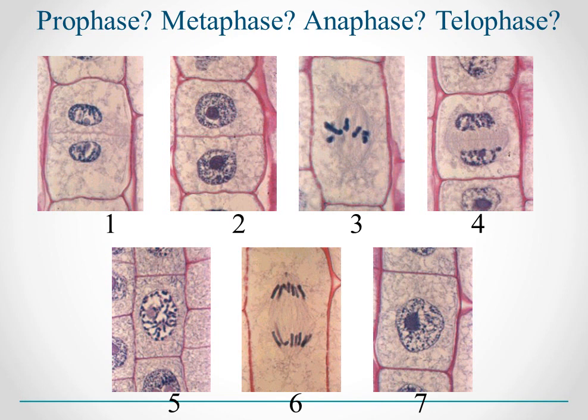Okay, so number 1, you have 2 brand new cells, brand new daughter cells. So that's telophase. Okay, what about number 3? That would be meta. What about number 6? Ana, good job.